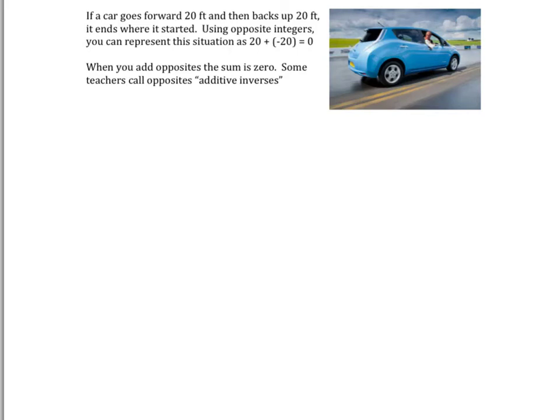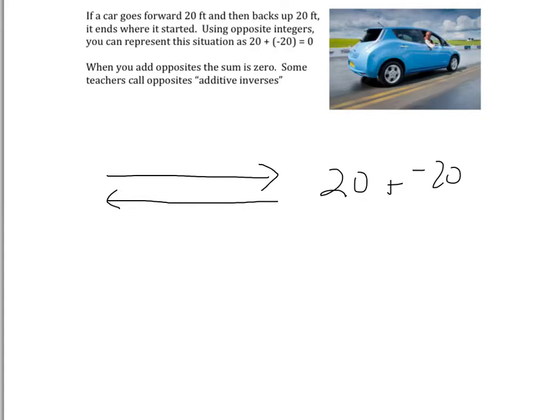Now that we've talked about absolute value and opposites, we're now going to talk about adding integers. Let's take the situation here. If a car goes 20 feet, stops and then reverses 20 feet, they end up where they started, going 0 feet. And I can represent this mathematically, going 20 to represent the forward, plus negative 20 to show going in reverse, and since they ended up back where they started, I would have 0 feet. So they traveled 0 feet.